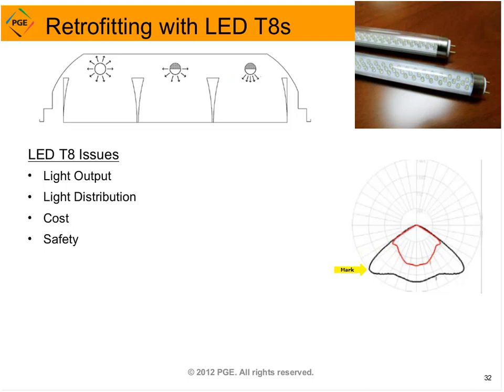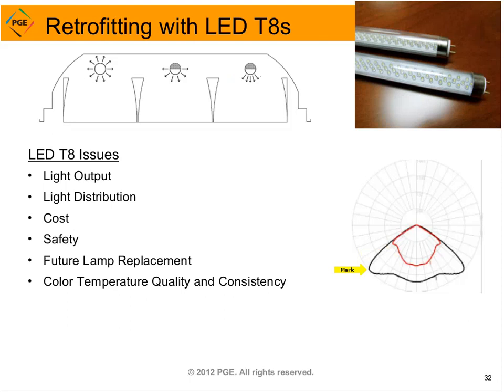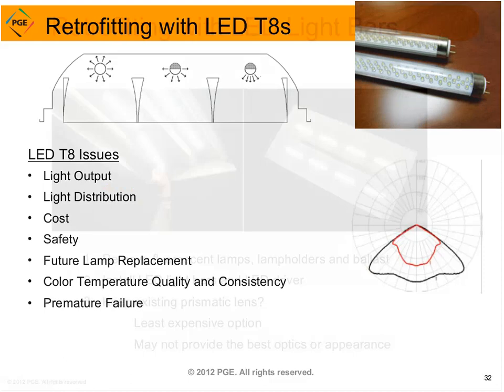Safety is a concern. Even though you can get UL approval for the lamps, there's still the question of installing that lamp in a fixture. And you may or may not bypass the existing fluorescent ballast. So this is going to affect future lamp replacements. So what if you accidentally put a T8 back in this fixture someday? The color temperature quality and consistency is an issue. And this is important in this type of application because the lamps are so close together and you're going to be able to tell the difference in the color quality and the color temperature. One thing that they found when they tested LED T8s is that a lot of them failed during the testing procedure, whereas the fluorescent T8s are much more reliable.